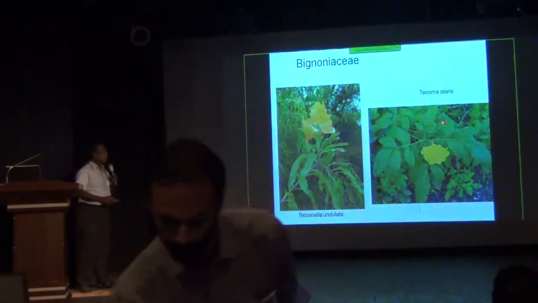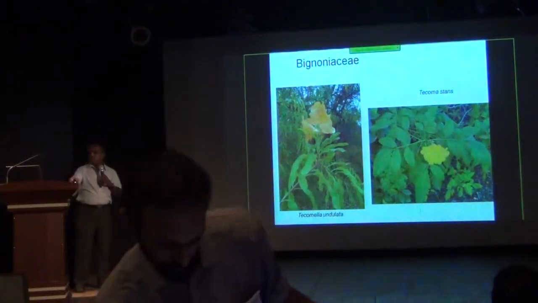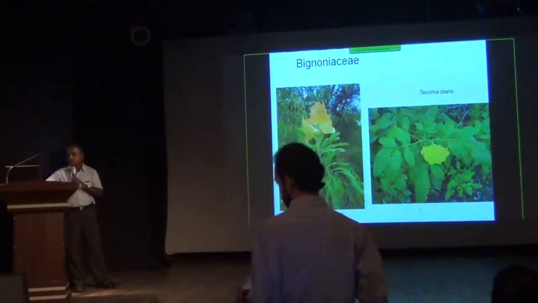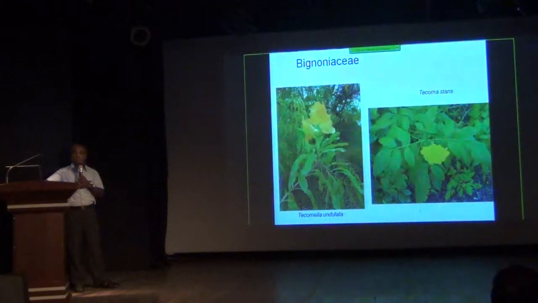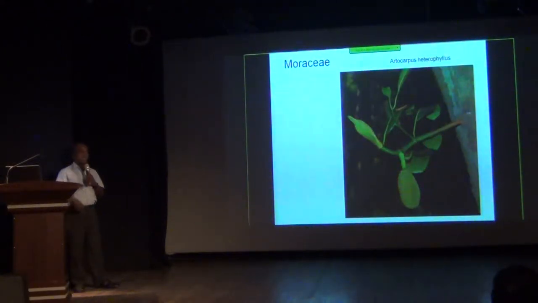And of course, the cat's claw creeper is also again one. In most of the parks in Bangalore, you'll be able to see the opposite compound leaf, and even in this campus, you'll see some of the Bignoniaceae trees.